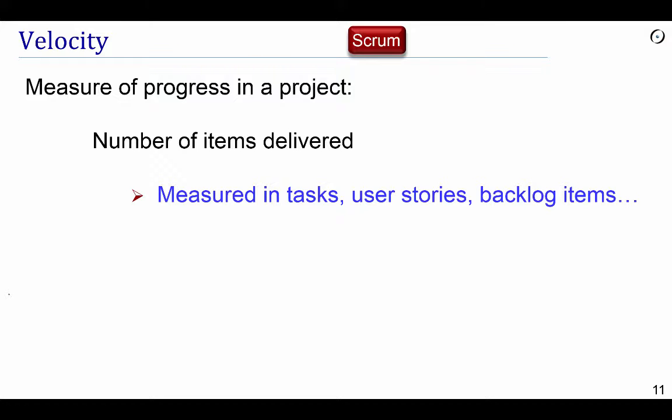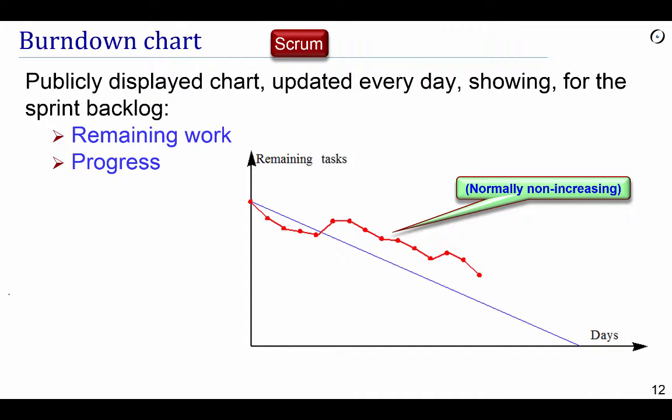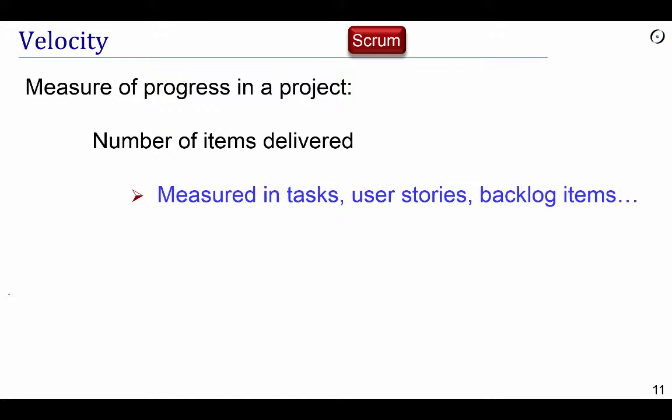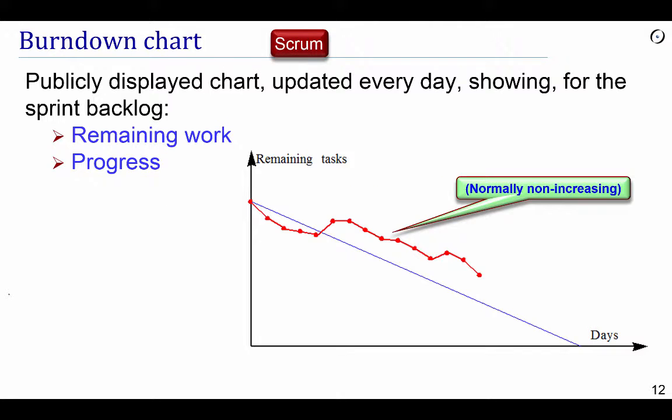So depending on the measure you choose, it could be the number of tasks completed, the number of user stories implemented, the number of backlog items that have been taken care of. But the general notion is the same. It's that you keep track of that. And how do you keep track of it in practice? Well, there's a very interesting notion. It's the material counterpart to the virtual notion of velocity.